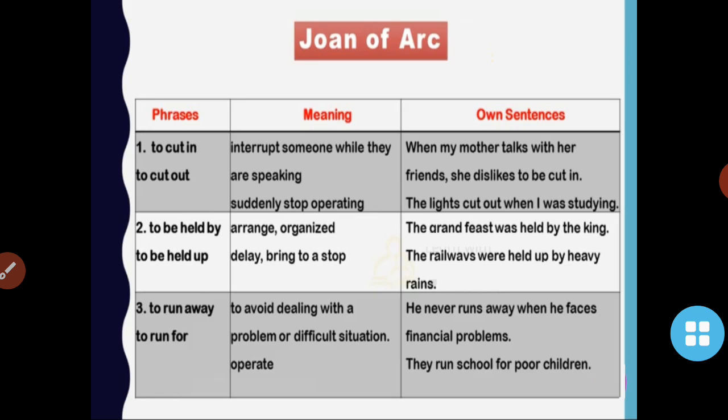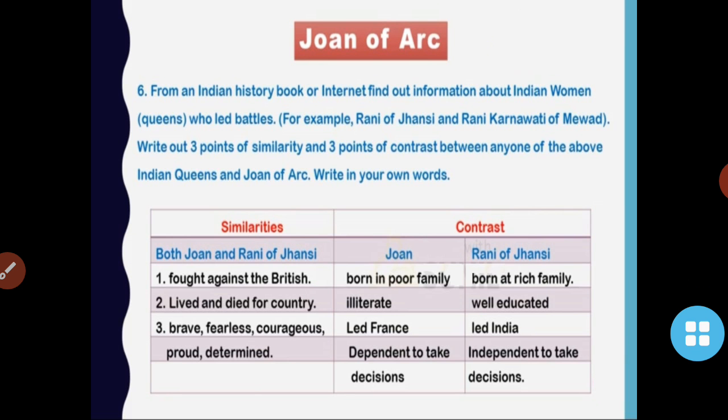Our own sentences we can make: when my mother talks with her friends, she dislikes being cut in. The lights cut out when I was studying. The phrases, their meanings and their sentences are given, so you can note it down. The sixth one is from the Indian history book. From the Indian history book or the internet, find information on Indian women, queens and battles.